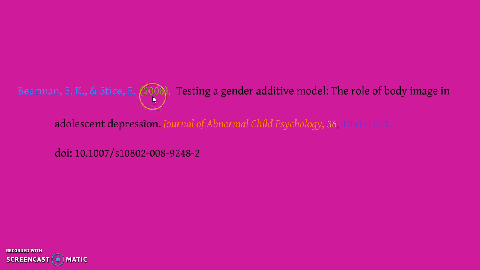You will then follow this with the year of the journal article. Do note that this is followed by a period. Following the year, we have the name of the journal article. In APA, the capitalization is as follows. Capitalize the first word of the title, and then if you have a subtitle, which is identified with a colon, you'll capitalize the first word of the subtitle.